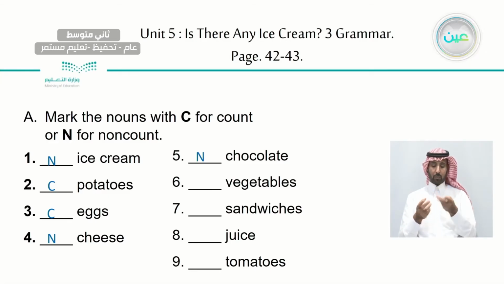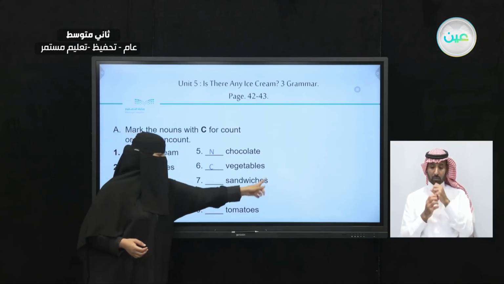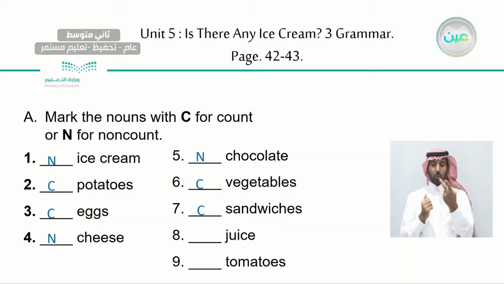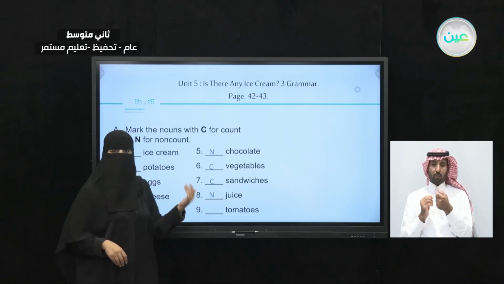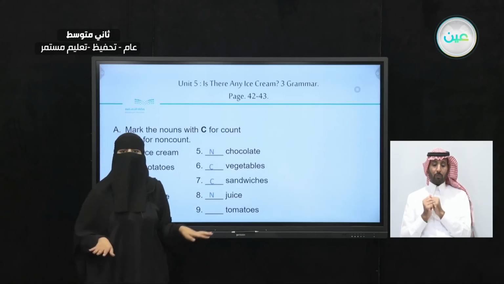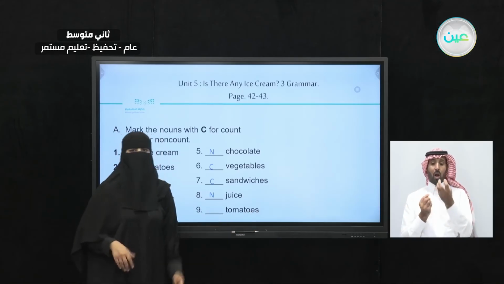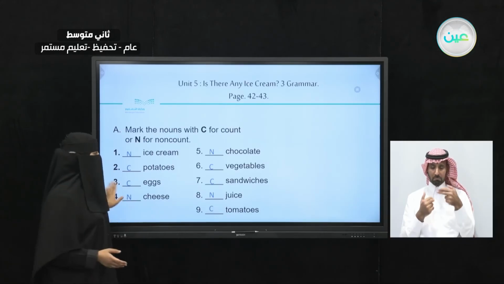How about vegetables? Here we have S at the end of the word. So it's a count noun. Sandwiches. Look at the end here. We have S. I can count 1 sandwich, 2 sandwiches, 10 sandwiches. How about juice? So before we mentioned that juice is a non-count noun. The last one is tomatoes. So is it a count or non-count? It is a count. I can count the tomatoes.